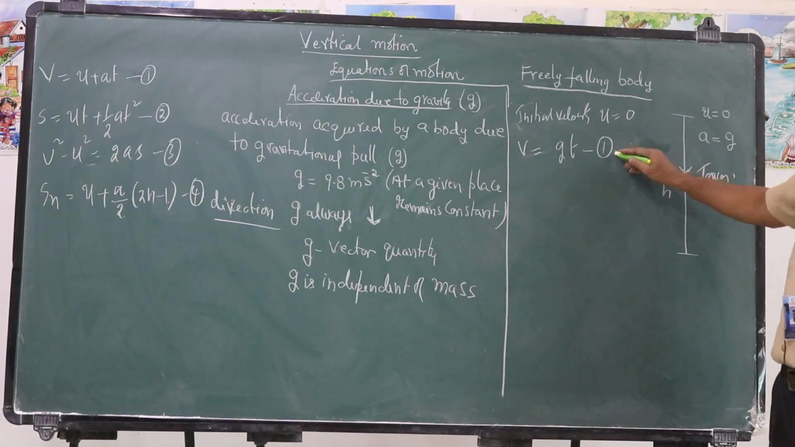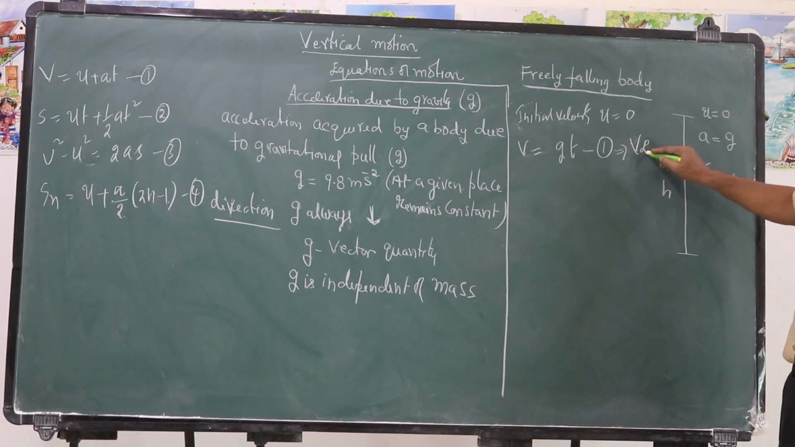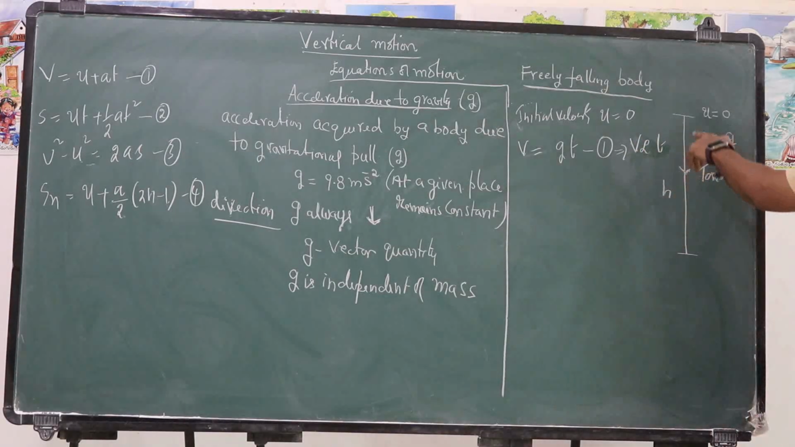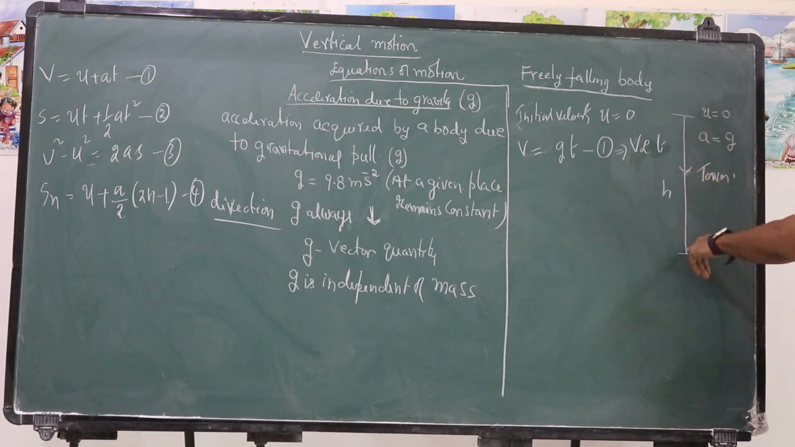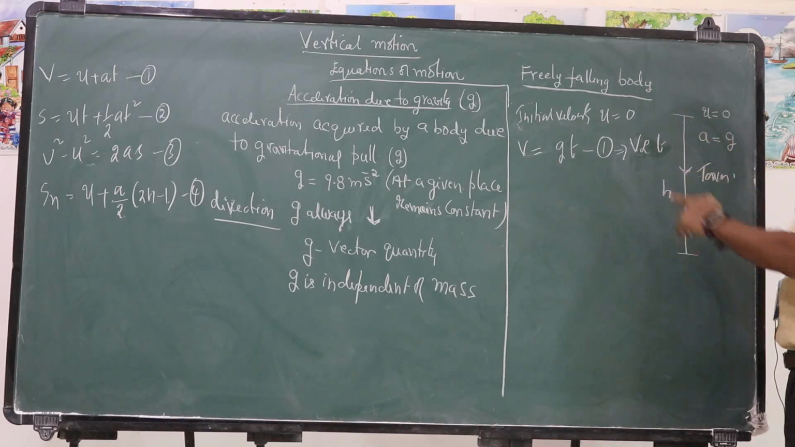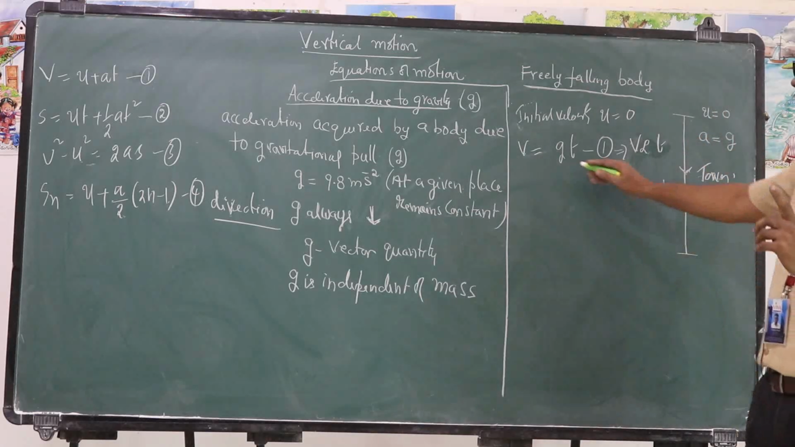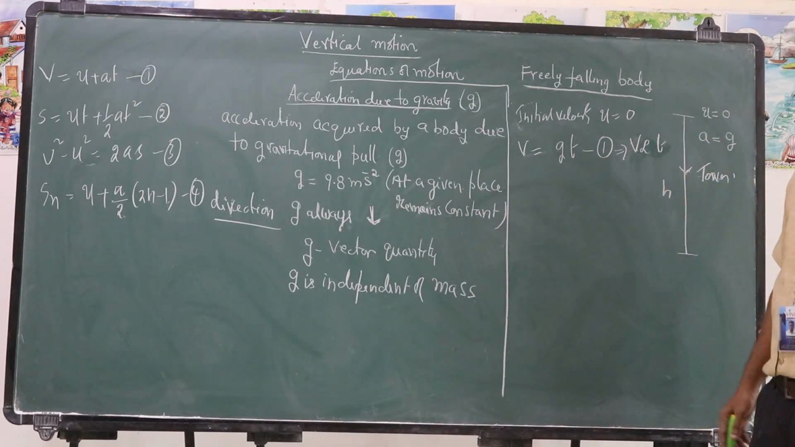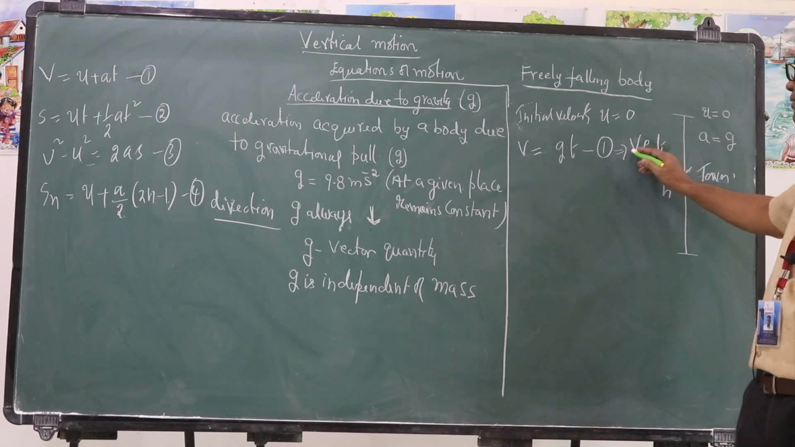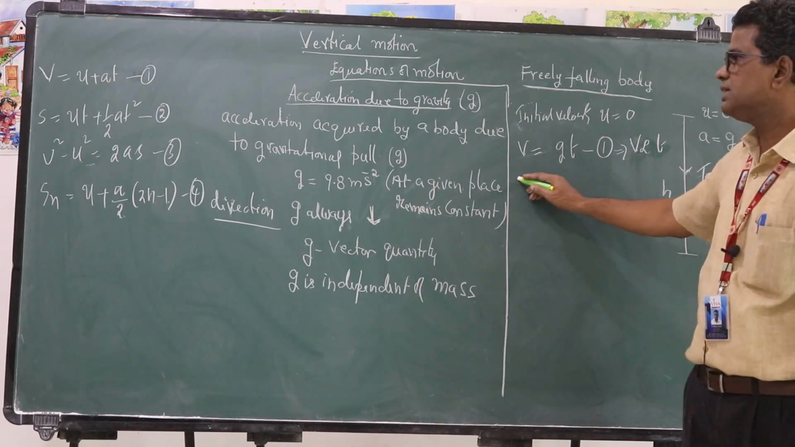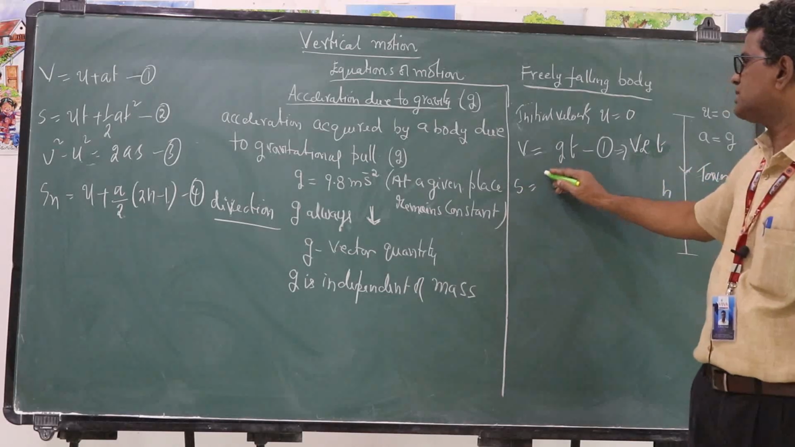This is from V proportional to T. What does it mean? Every 1 second, for a downward motion, its velocity is incremented by 1 unit, that is g meter per second. That is the meaning. The second one is s = ut + half at square.